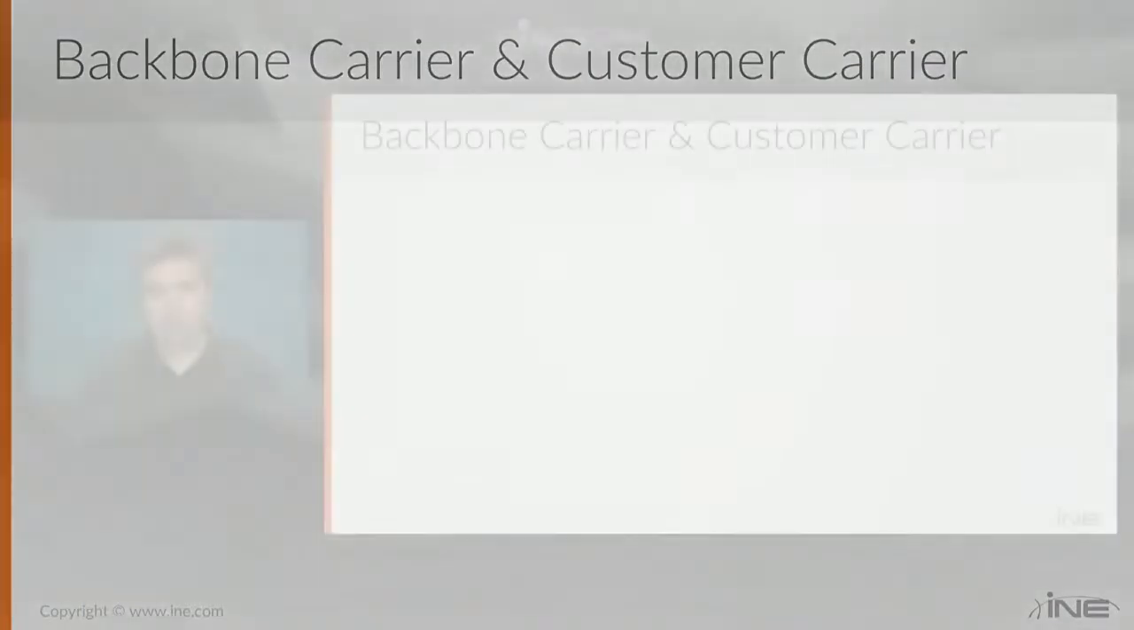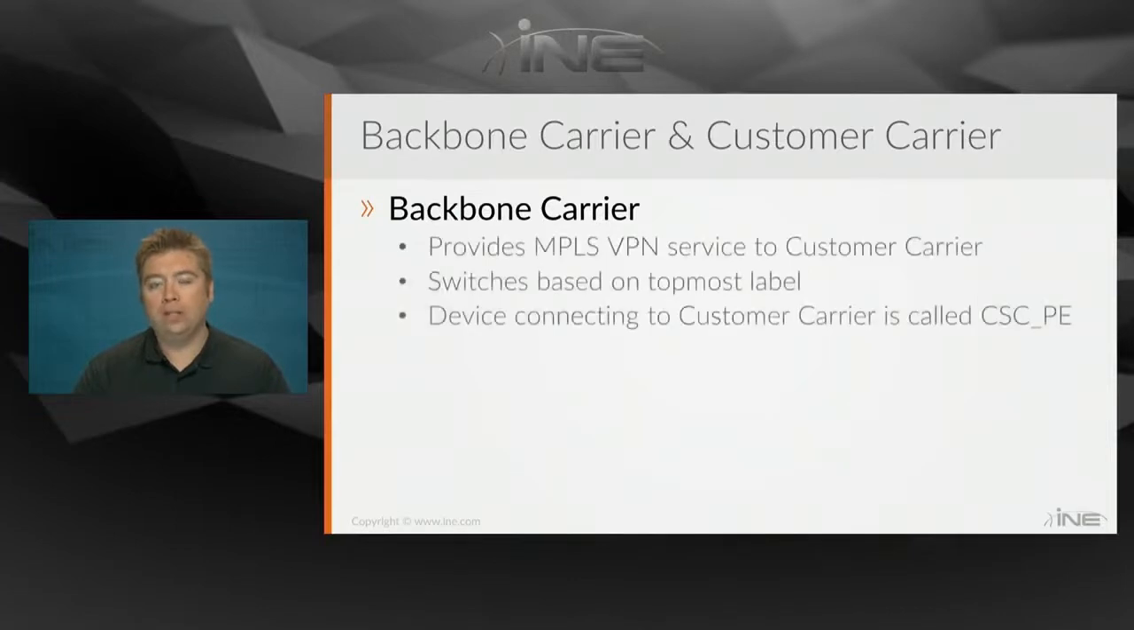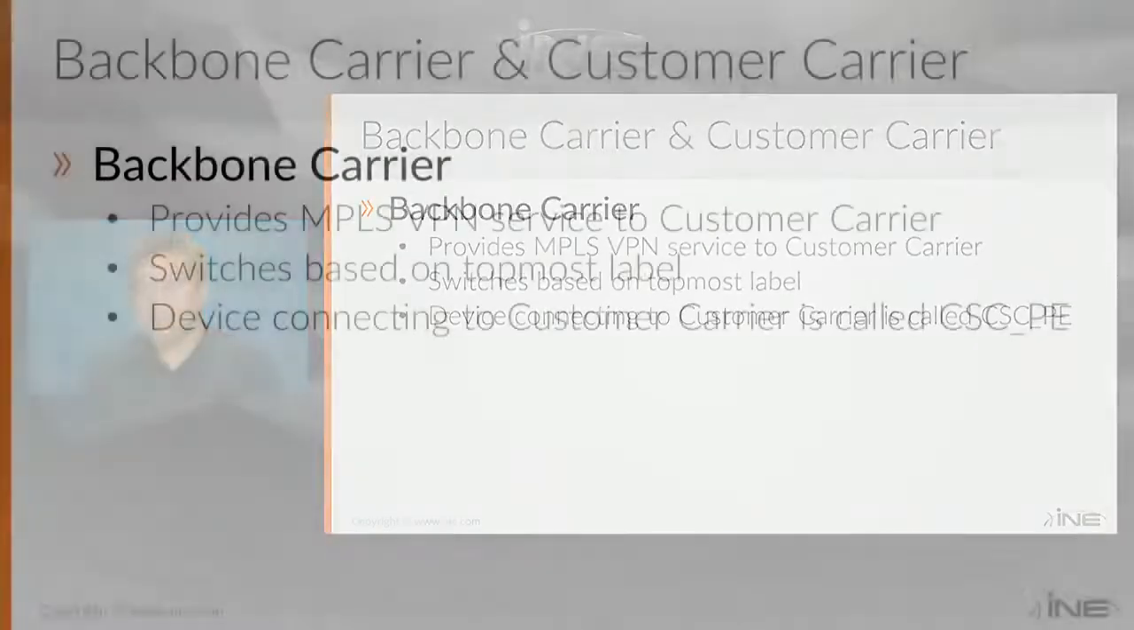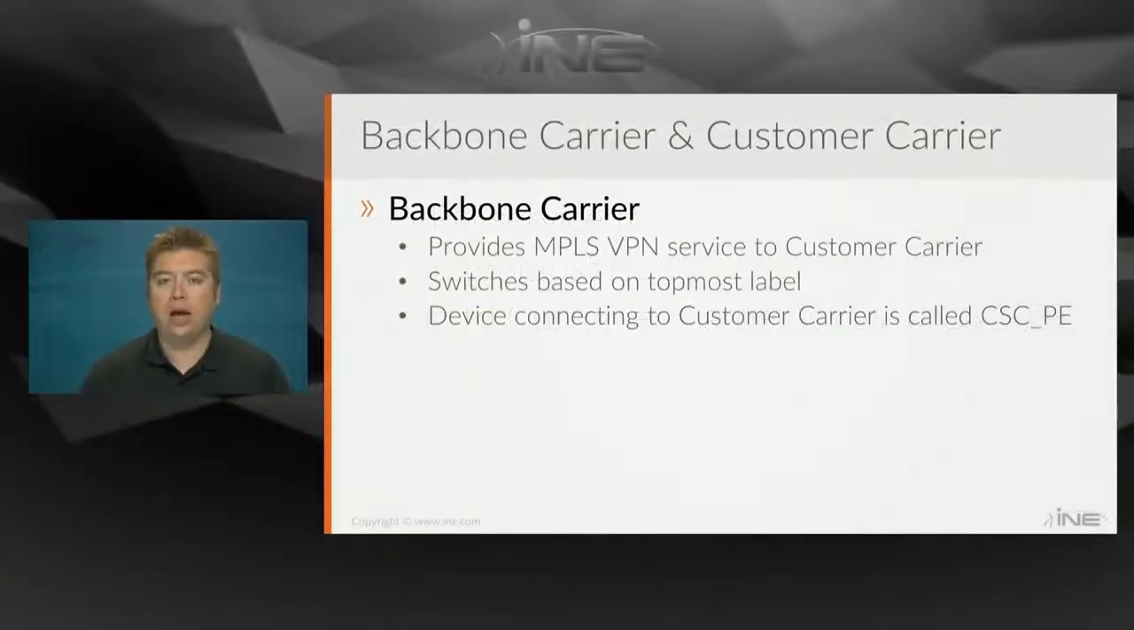Now, specifically in terms of the feature and for terminology, we have two new terms, which are the backbone carrier and the customer carrier. The backbone carrier is the one that's providing the MPLS layer 3 service to the customer carrier, and it's going to make its forwarding decision based on just the topmost label. And then specifically the device that is connecting from the backbone carrier to the customer carrier, we're going to call this the CSC PE. So it's essentially a provider edge router, but it's one hierarchy up. It's the carrier supporting carrier provider edge.